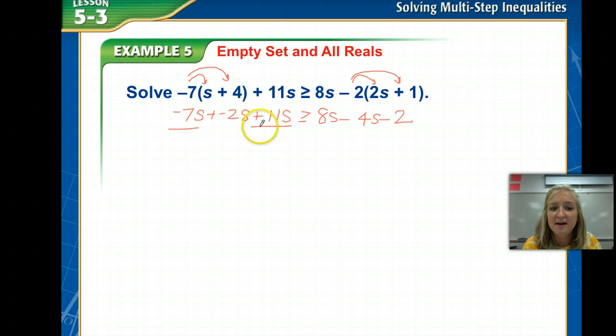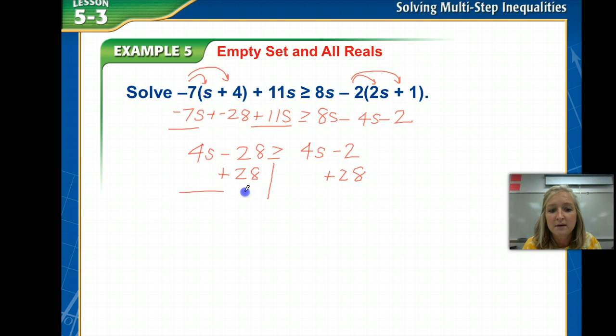So negative 7 plus 11 leaves me with just 4s minus 28 on this side, greater than or equal to 8s minus 4s leaves me with 4s on this side, minus 2. All right, I'm going to draw my line down the equal sign. Let's start by adding 28 to both sides. I have 4s on this side is greater than or equal to 4s plus 26. And now I'm going to subtract 4s from both sides.